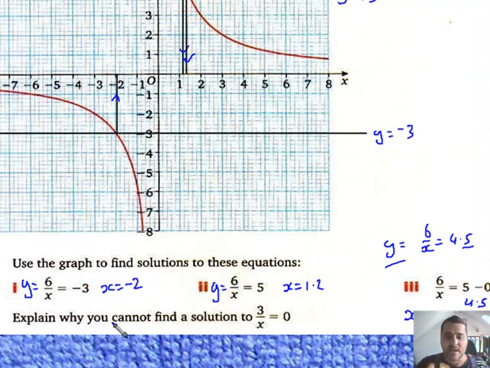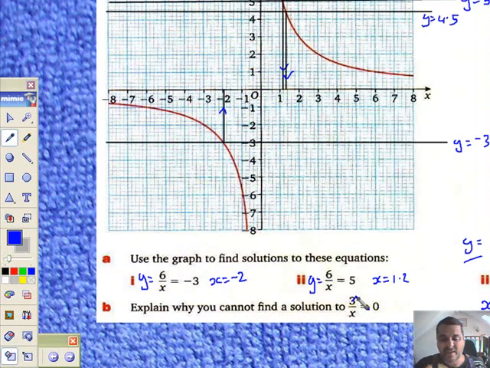Right. Explain why you cannot find a solution to 3 over x equals 0. I think that's supposed to say 6 over x, honestly. The whole question is about 6 over x. How about I take this little white thing here and write over it in white so it doesn't really exist anymore, and craftily come over here with black and put a 6 there and pretend that's what they really needed.